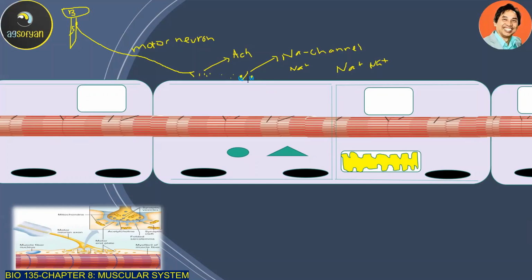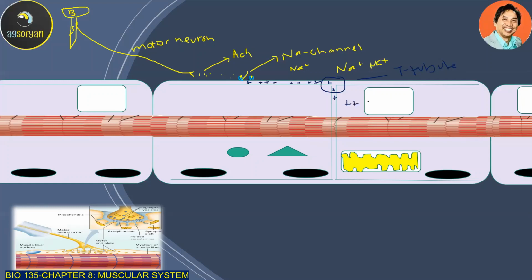So the sodium will enter into this cell, but it's gonna be using this tube, this tubule. It doesn't go directly to the sarcoplasm. It will use this. It's a positive charge, right? Sodium is positive. It will enter into the sarcoplasm using this tubule. Okay, then it will enter into the sarcoplasm.